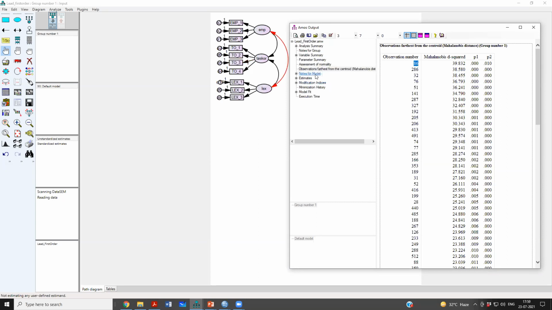Sir, is there any? Yes, Shilpi, go ahead. Yeah, okay, sir. As you already mentioned, when we are using the Likert scale, we will have multivariate non-normality.